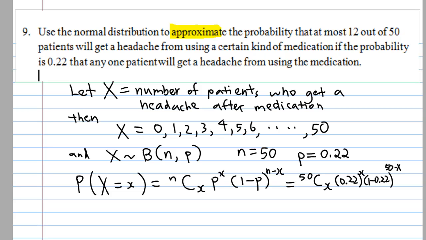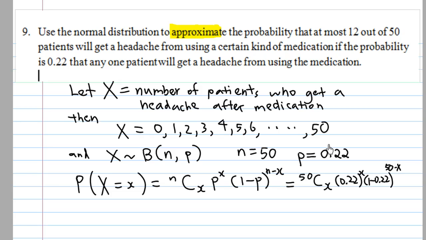Now, if you look at this problem, this is actually a binomial distribution problem, because if you let x be the number of patients who get a headache after medication, then out of 50 patients, the number of patients who will get a headache will be 0, 1, 2, 3, 4, 5, 6, up to 50. And this is binomially distributed with n and p, where n equals 50 and p equals 0.22, the probability that a patient will get a headache.